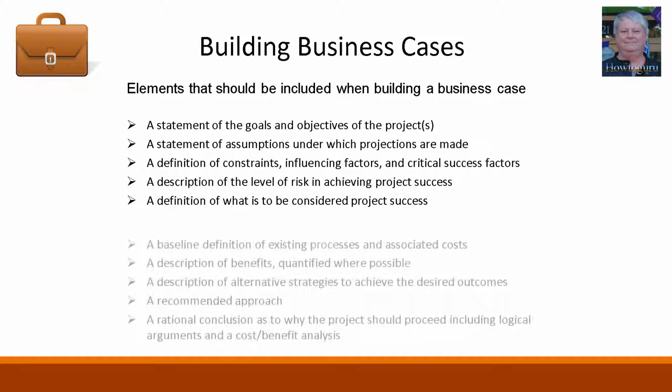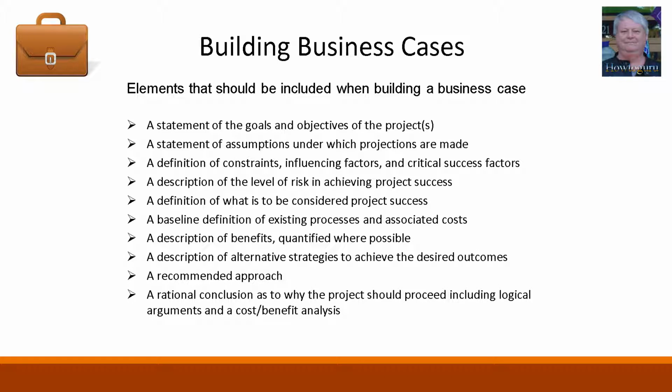Then you'll need a baseline definition of existing processes and associated costs. A description of benefits, quantified where possible, and this goes back to my whole concept of the purpose of a business case and informing management as to the viability of implementing that project. You'll be wanting to include a definition of alternative strategies to achieve the desired outcomes where more than one approach to delivering the project is identified. Then you'll need to deliver your recommended approach for completing the implementation projects that are a result of the effort. And lastly, a rational conclusion as to why the project or projects should proceed, including logical arguments and a cost-benefit analysis.